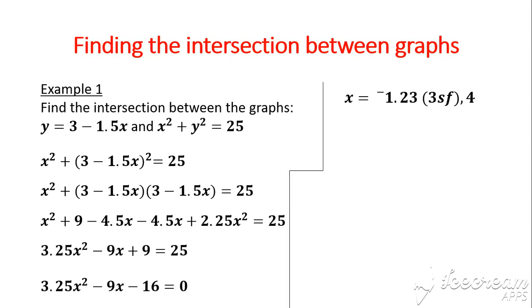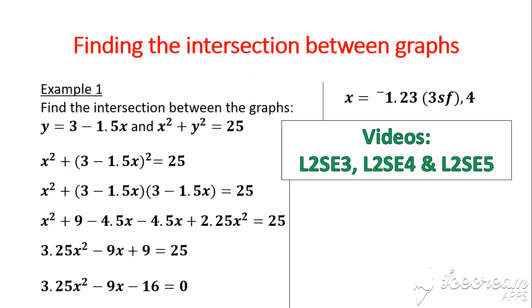All right, let's solve it. Here are the two solutions. x is equal to negative 1.23. I've rounded that to 3 significant figures. And the other solution is 4. If you can't remember how to solve quadratic equations, please go back and watch these videos. You've got to be confident with using the quadratic formula.